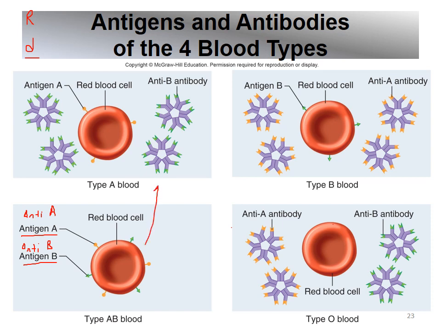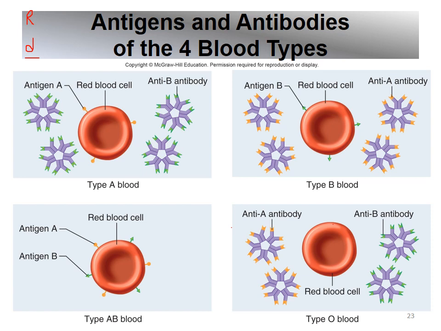If it went here, it would cause agglutination. If it went here, it would cause agglutination. And here, definitely cause agglutination. So finally, we get to type O, which is a fairly interesting type here.